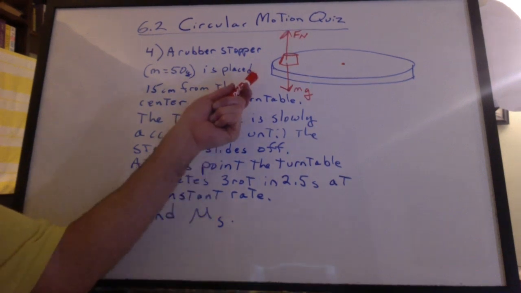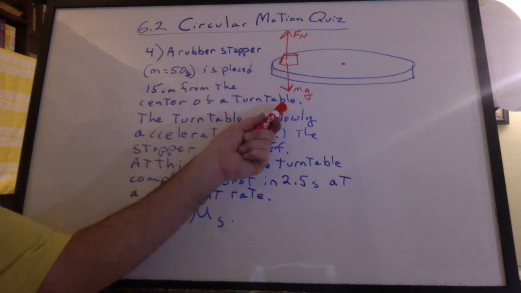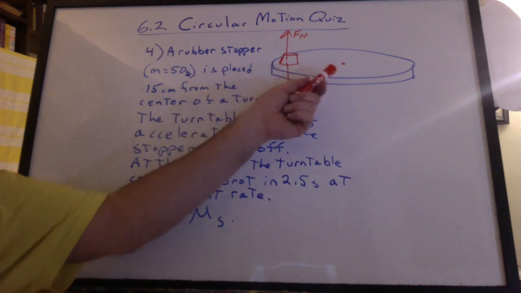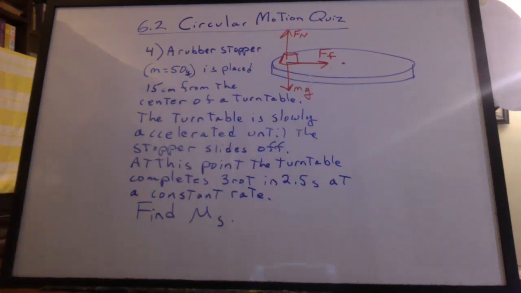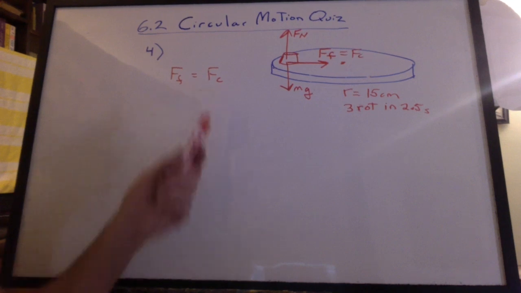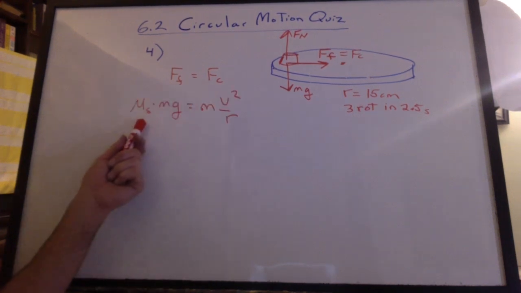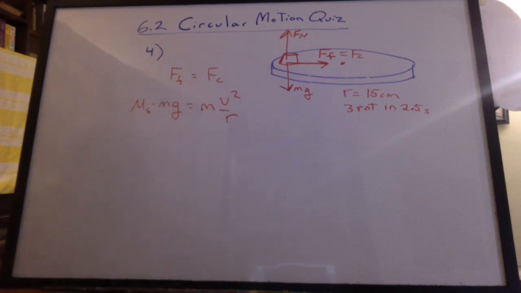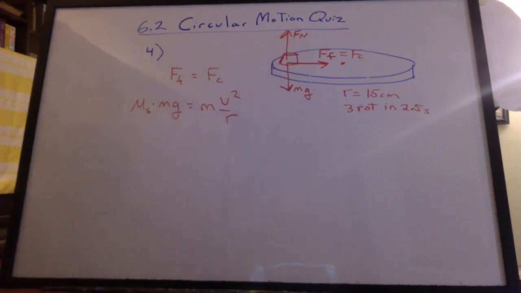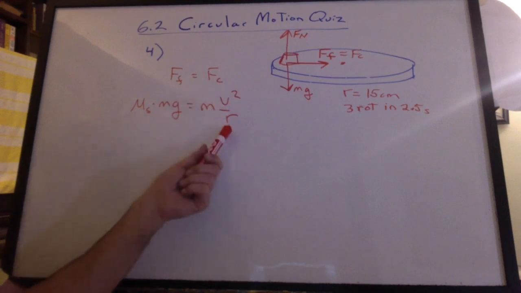Again, we start with a free body diagram. Weight going down, normal force going up. The question is, what's producing an FC? Has to be a force of friction. So if we start with the force of friction producing the FC, we've reached the maximum static friction just as this thing breaks free. So it's mu s times mg. That's the normal force. FC is mv squared over r.